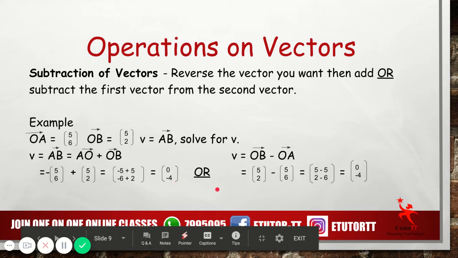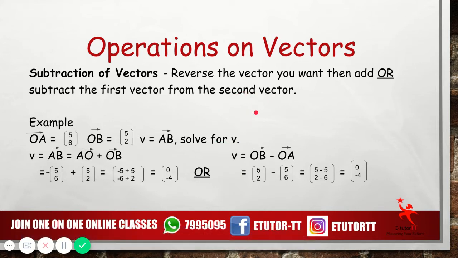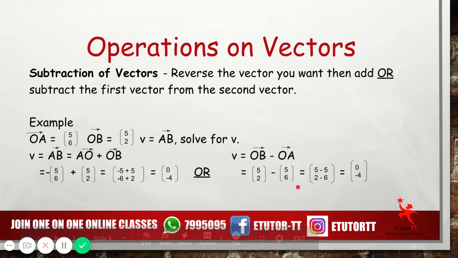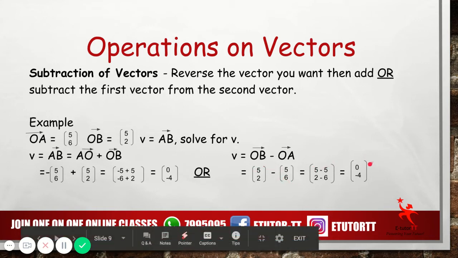Or we can do the second part here, which says subtract the first vector from the second vector. So the second vector is OB, so we have 5, 2, minus the first vector, which is OA, which is 5, 6. So now we have 5 minus 5, we get 0. 2 minus 6, we get negative 4. So V is equal to 0, negative 4, and you see we got the same answer for both methods. Therefore, we know the answer is correct and both methods work.